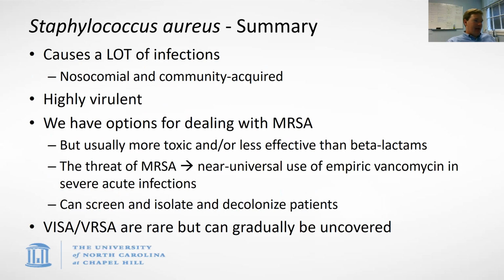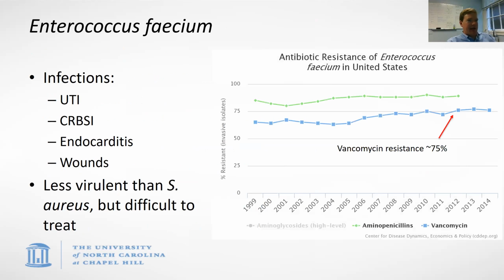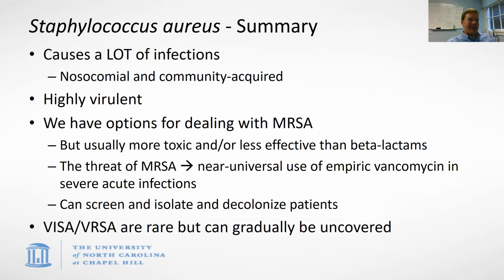There is such a thing. I put a little tiny footnote here about VISA and VRSA, so it's vancomycin-intermediate Staph aureus and vancomycin-resistant Staph aureus. Those are very rare, but they have been described, and that threat is always out there. Generally, those have emerged in hospitals with a lot of vancomycin use, and the Staph aureus just gradually makes a thicker and thicker cell wall that's resistant to the effects of vancomycin. But that's rare, and if you encounter VISA in an infection control role, that's an urgent situation.